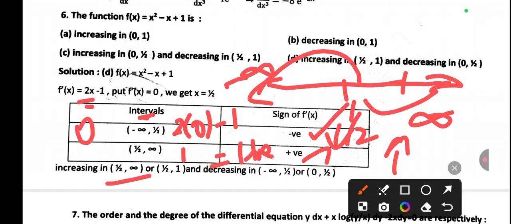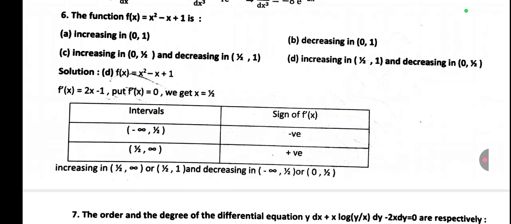So in minus infinity comma half it is decreasing, and half comma 1 it is increasing. So where increasing and where decreasing, kindly check that alone. Once you check it properly, you will get that answer. I think option D satisfies: increasing in 1 by 2 comma 1 and decreasing in 0 comma 1 by 2.